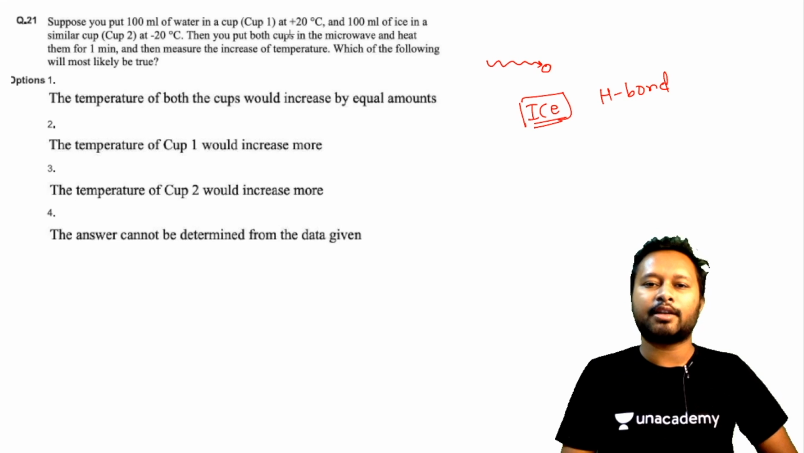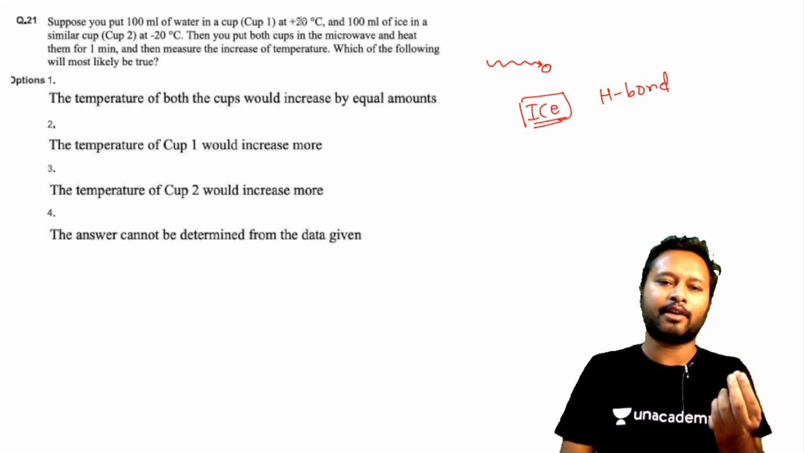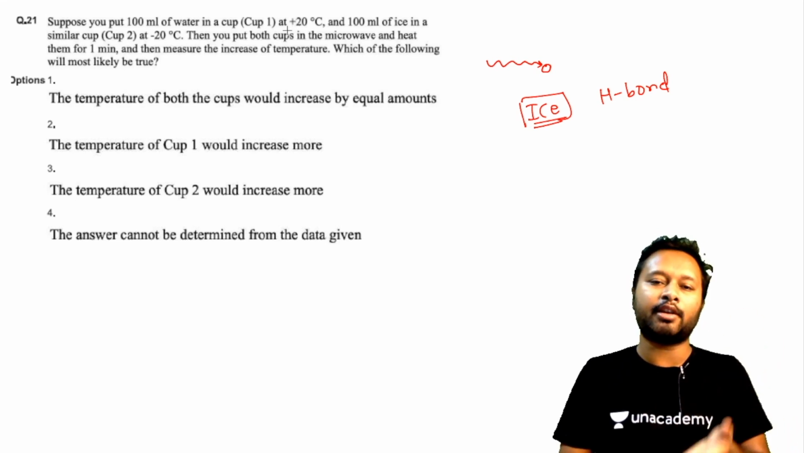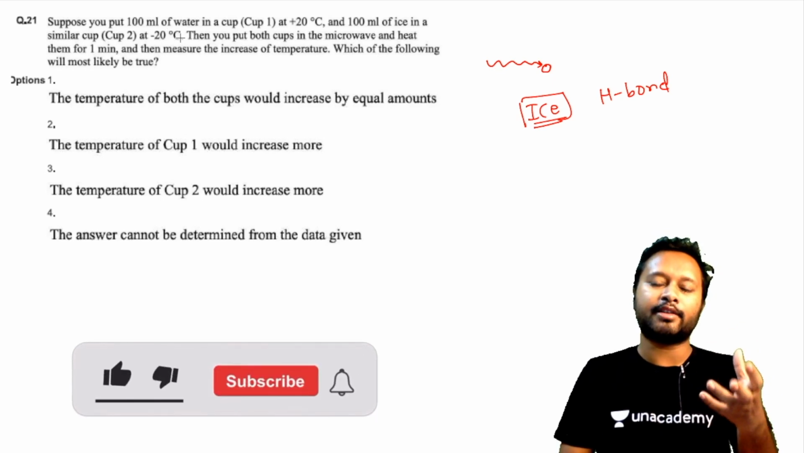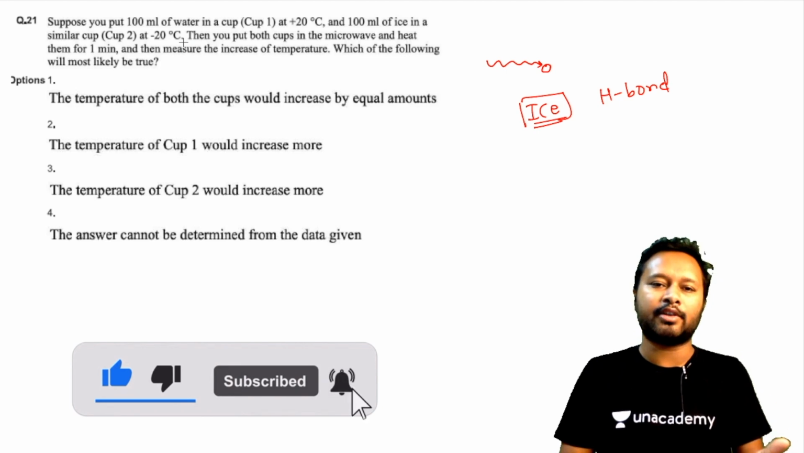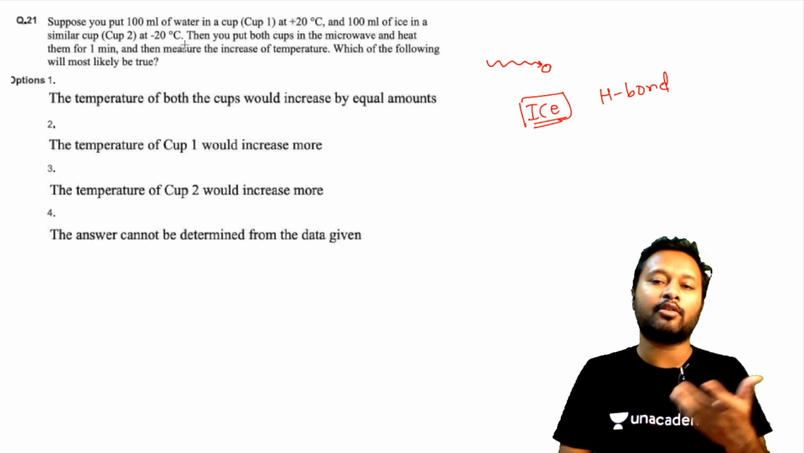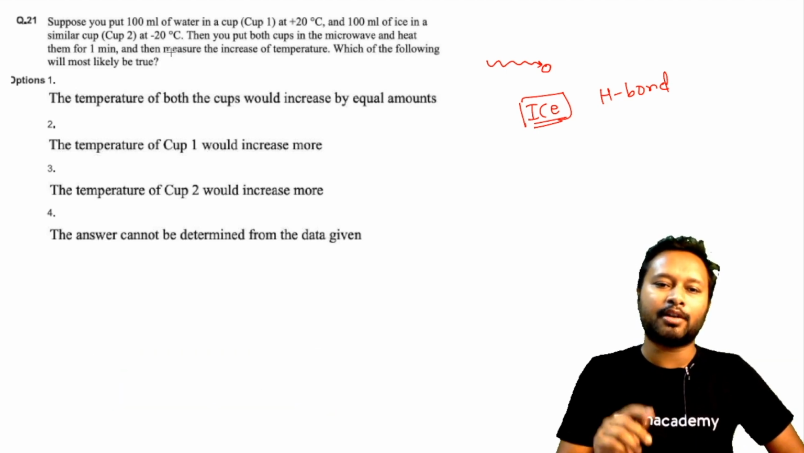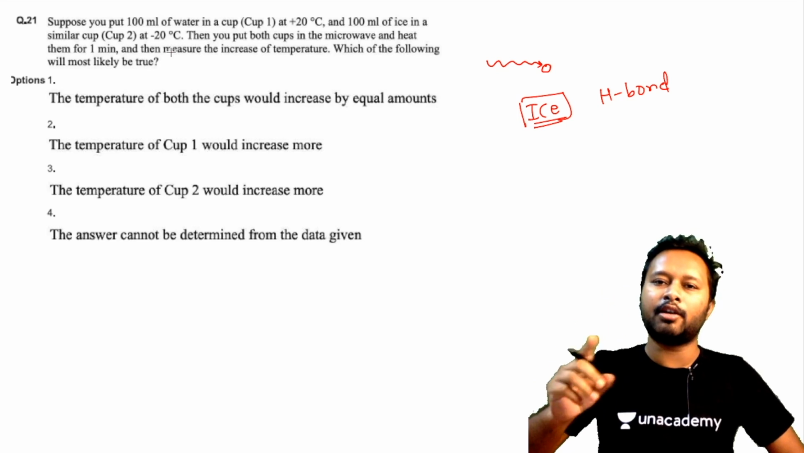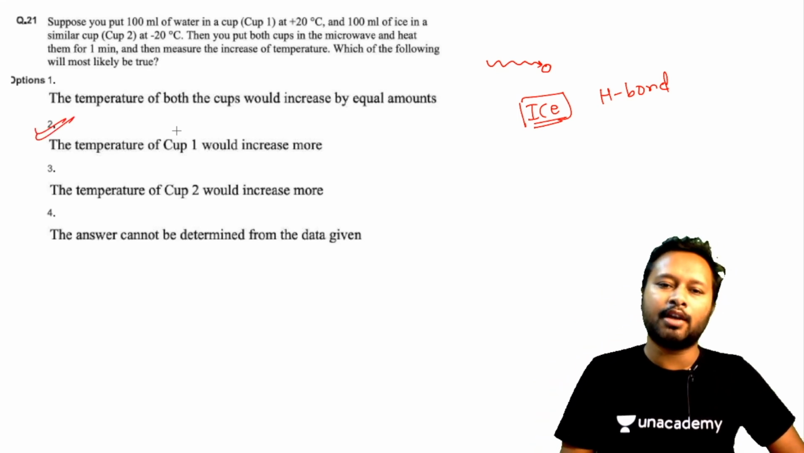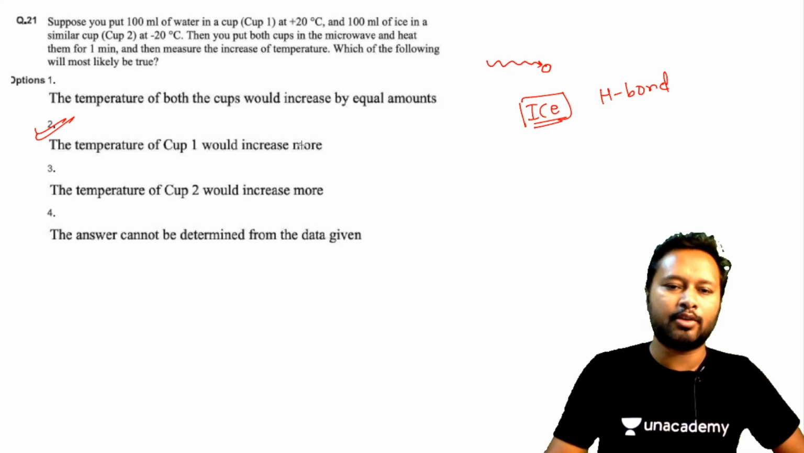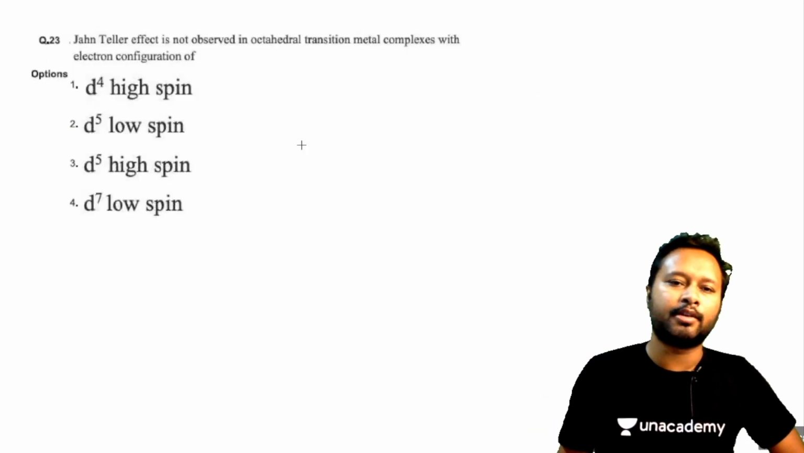That means cup 1, where we just have water, will absorb microwave and raise its temperature. But in cup 2, where there is ice, the temperature will not rise, because the microwave will not be that efficient at rotating the bonds and causing the heating effect there. So the temperature increase will be more in cup 1, not in cup 2. That's why option number 2 is correct. I hope it makes sense and you understood.